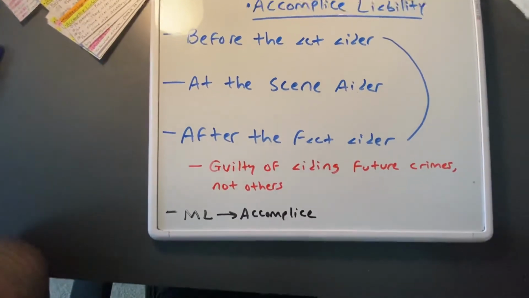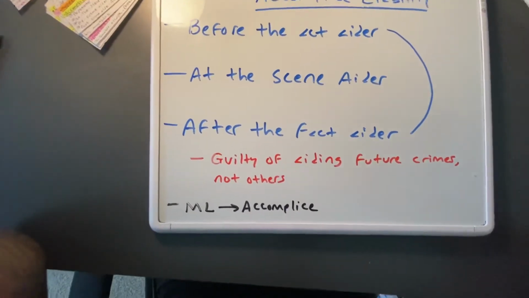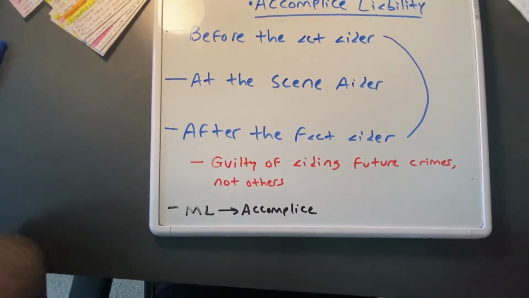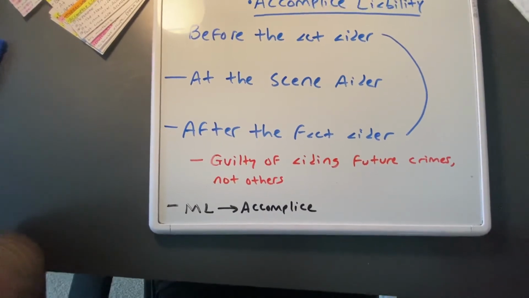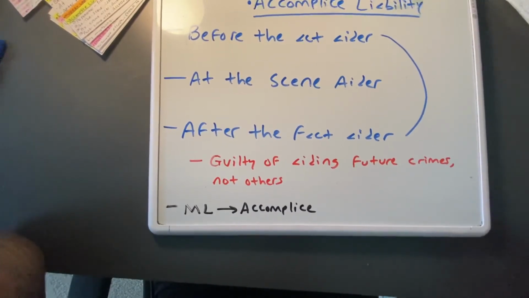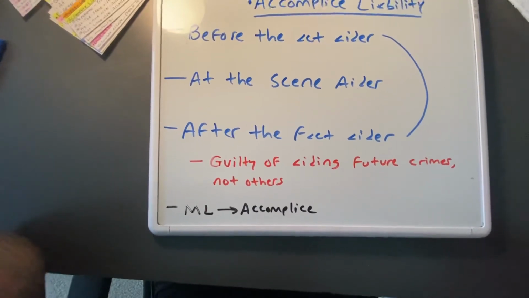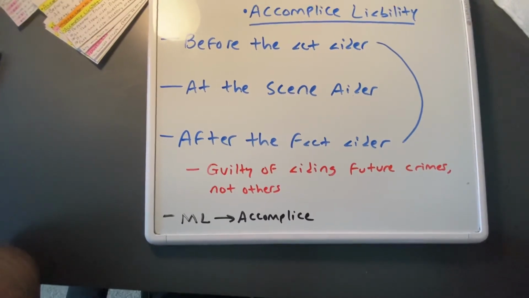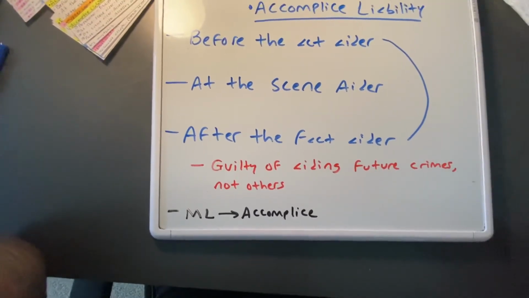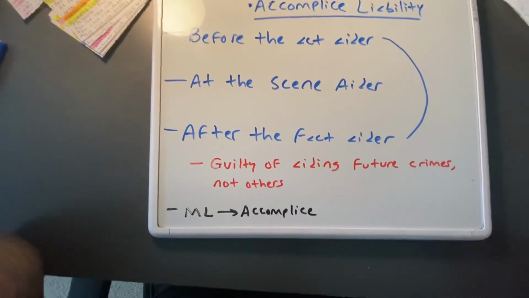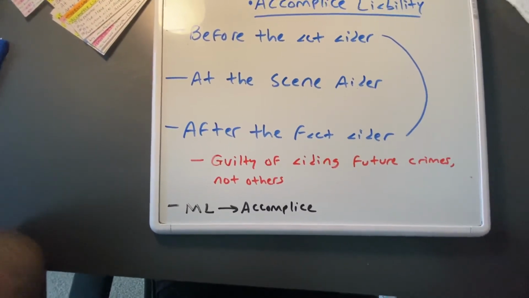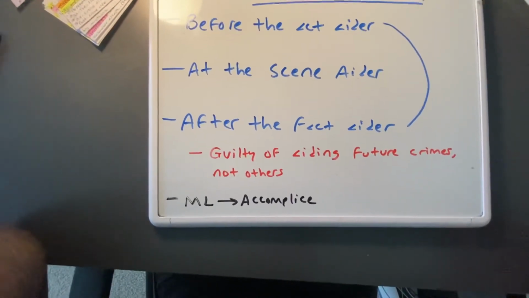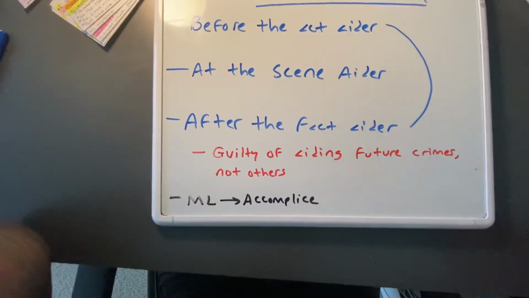So let's get into the after the fact aider. After the fact aider is when, let's just say that my buddy Kevin kills our friend Susie. Let's say that happened. This is an example. Kevin comes over to my house and tells me exactly what happened, detail by detail. And I know that Kevin killed Susie. And I said, hey, Kevin, I'll help you out, buddy. Come over to my house, stay in here for a couple weeks, and we'll find a plan for you to get away from law enforcement so you can get away with this crime. That is an example of an after-the-fact aider.